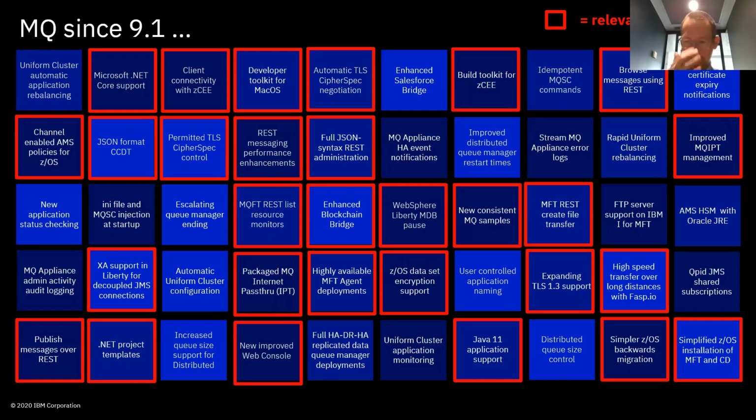And I should say this slide is probably a little bit out of date. I ran out of space to put new boxes on it. There's more stuff here that is relevant to the Z side of things than when I first put this slide together. So that's really good news.